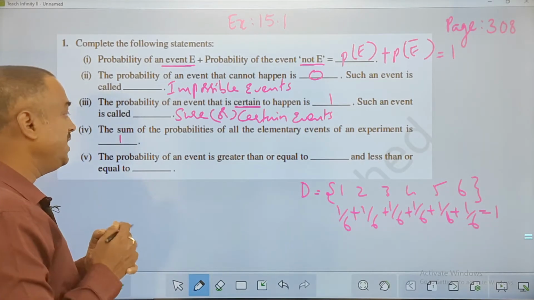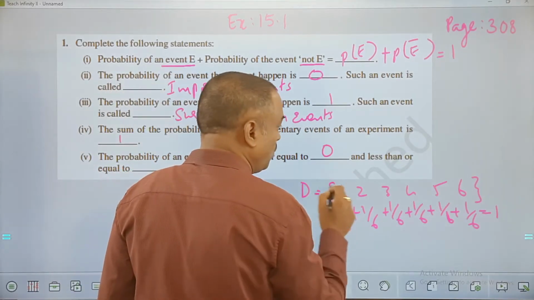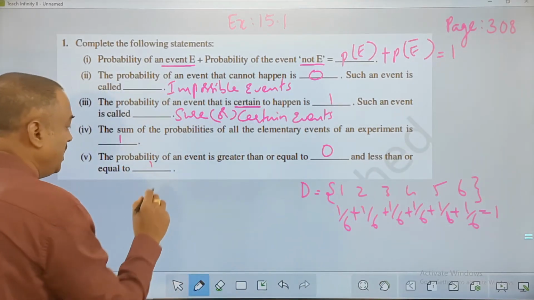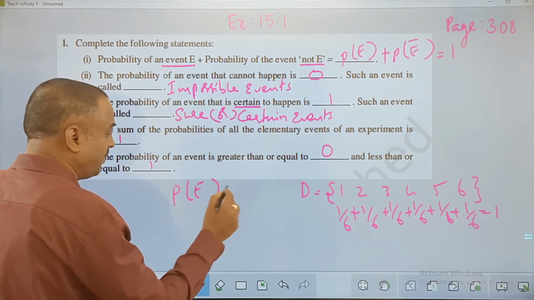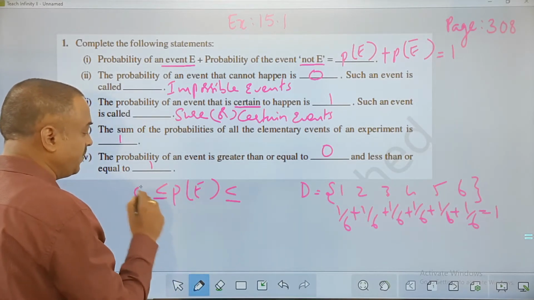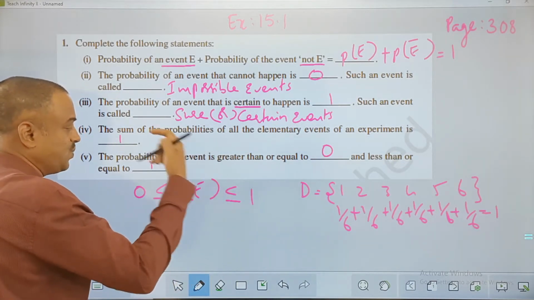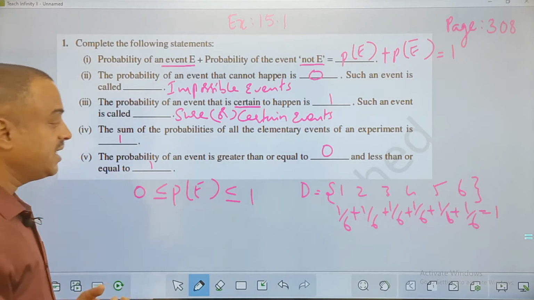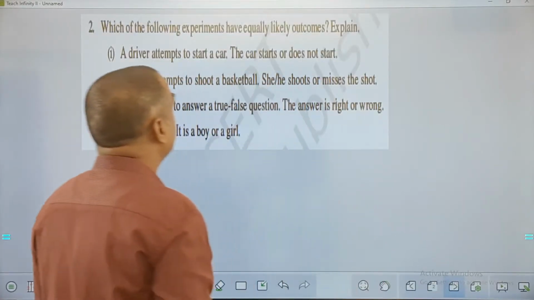Next, the probability of an event is greater than or equal to 0 and less than or equal to 1. If you see the properties, we all know that the probability of happening of an event always lies between 0 and 1. It is greater than or equal to 0, less than or equal to 1. That's the same question we have here. So these are the 5 fill in the blanks in the first question. Let us move on to the second question, all of you.